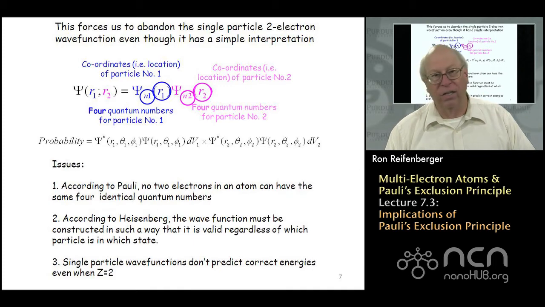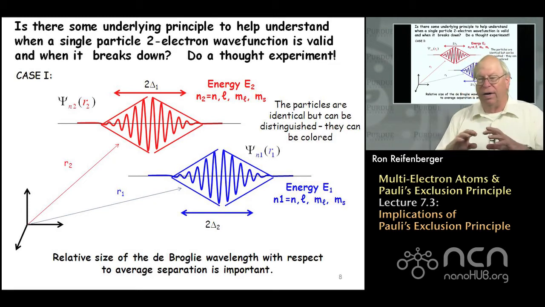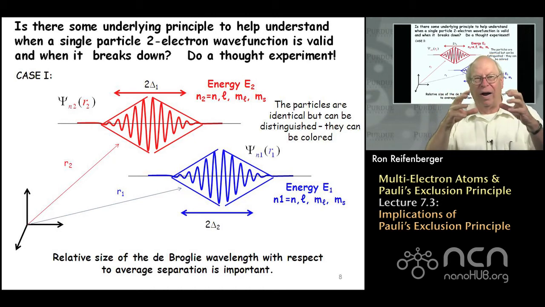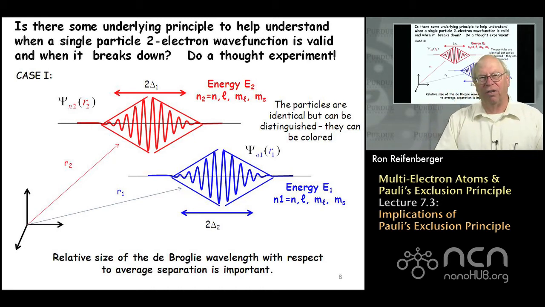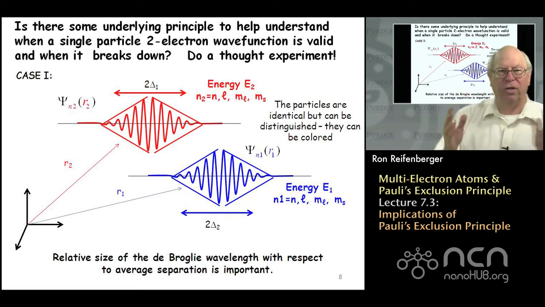So I'd like to try and illustrate this idea in a little bit more detail. What we're trying to do is write down a better approximation for a two-particle wave function that could describe the electrons in helium. And in the process of trying to write that wave function down, we're going to gain some insight into why Pauli's exclusion principle is valid. And so I'd like to do a thought experiment.